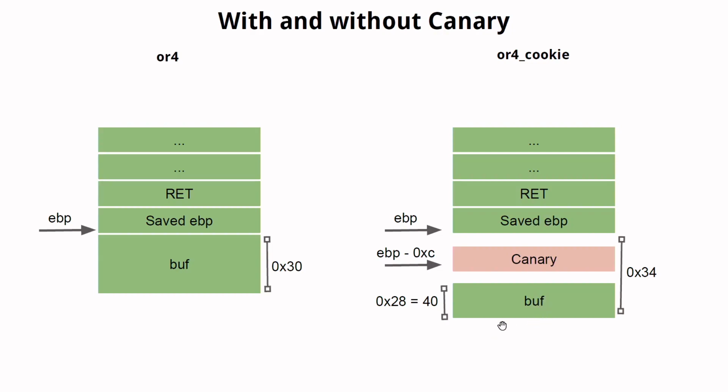So if you want to override the saved EBP or a return address, because this is a sequential override, you have to override the canary value, right? And you don't know what the real canary value is. So when you override that, you are going to override it with some different value. And when the function returns, it compares to check if this one has been modified. If this was modified, it will crash the program.